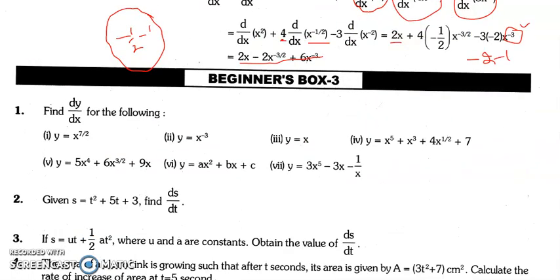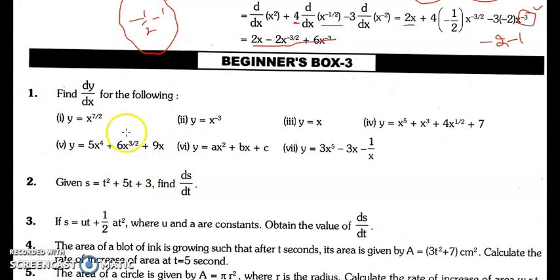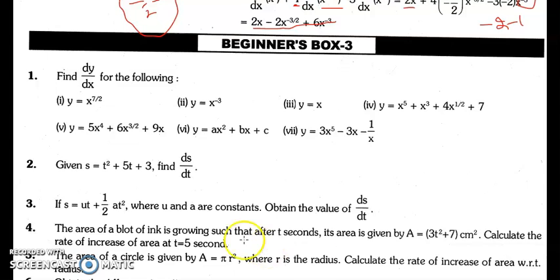Okay, so these are a few questions that you can practice on your own. You can try all these questions. The second one is there, in which s is given as a function of t, so you can find ds by dt on your own. We simply have to find the derivative. In the third case as well, s is equal to ut plus half at square is given. This is the second equation, so we can obtain the value for ds by dt in the same way by differentiating this.